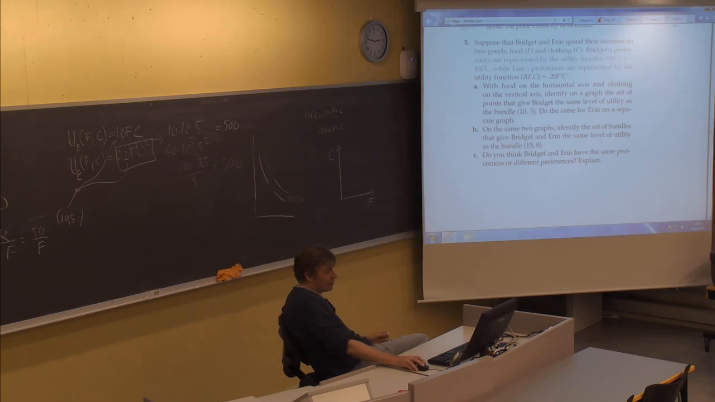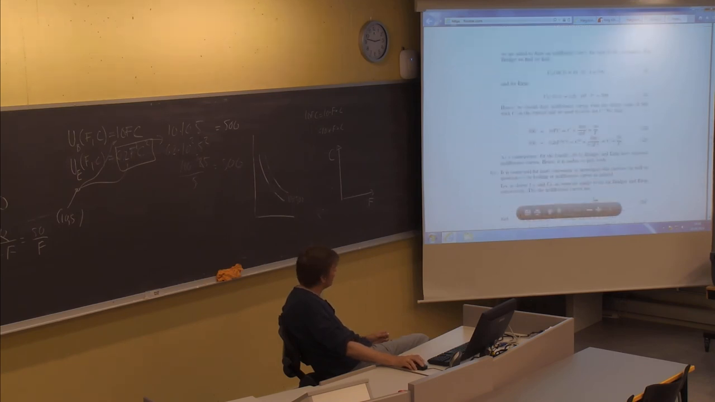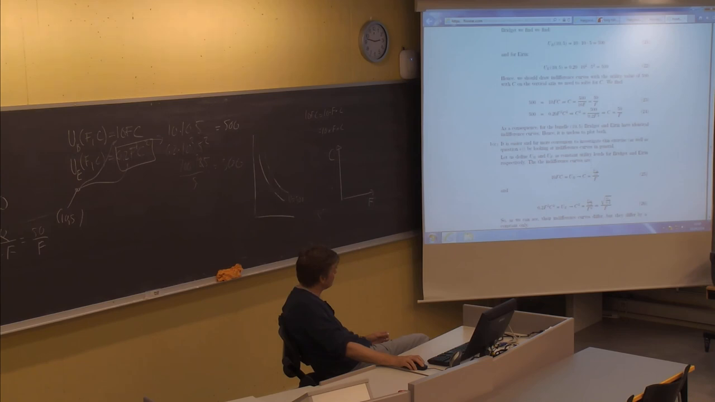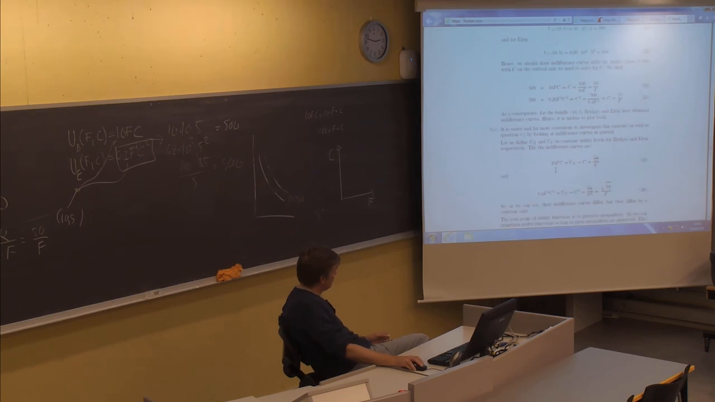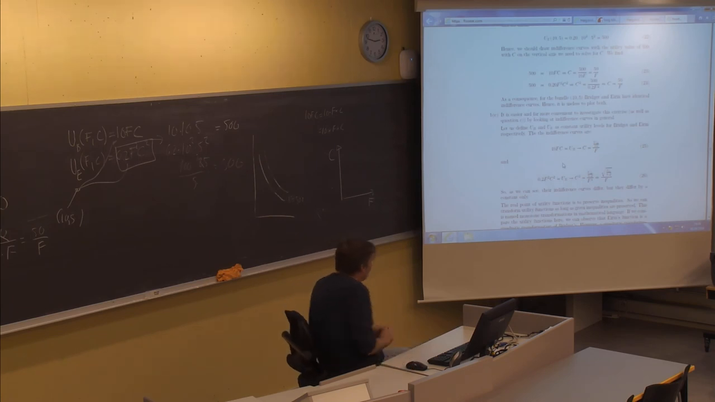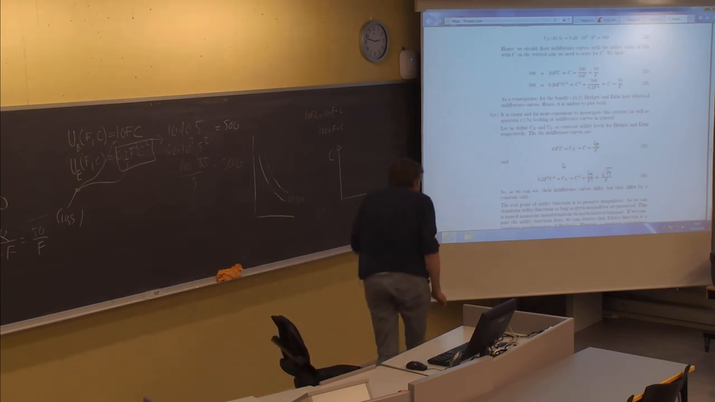Okay, if you look at the solution here, it's perhaps a little bit more technical, okay? I say here it's easier and far more convenient to investigate this exercise as well as question C by looking at indifference curves in general. Let us define the utility as a constant. And then I do a construction of an indifference curve here.